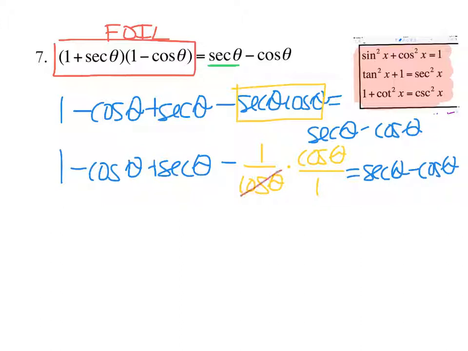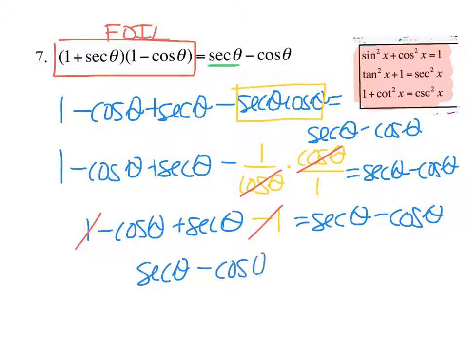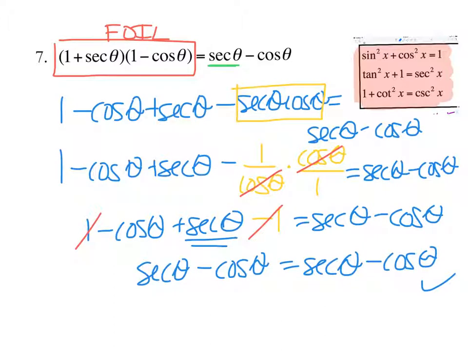Now because these are multiplying, they cancel. So I have 1 minus cosine theta plus secant theta, minus 1 left. It doesn't completely cancel. There's still a 1 there. Equals secant theta minus cosine theta. Now hopefully you're starting to see where it's going to go. These are going to cancel out, and if I just reorder this side, it really is secant theta minus cosine theta. That's why we wanted to leave this one alone. We didn't want to change it, so that we get it to match the right side like we wanted to. Check.